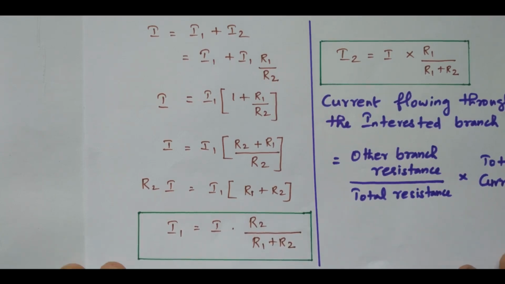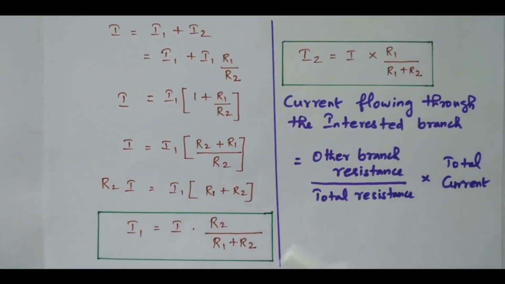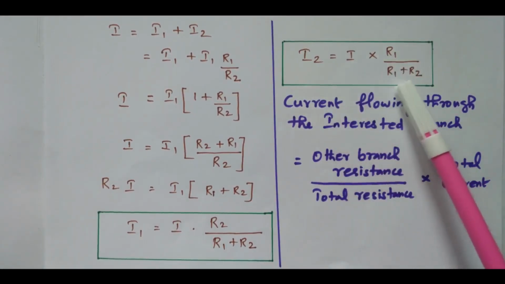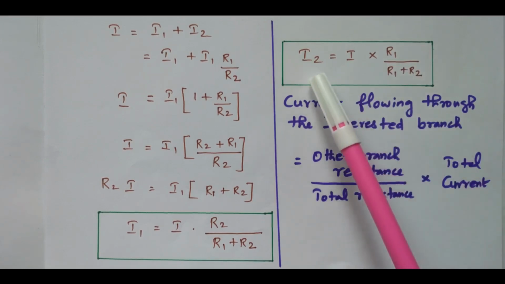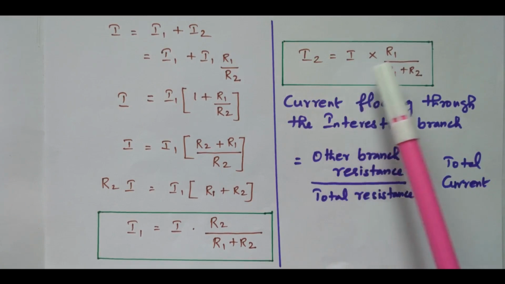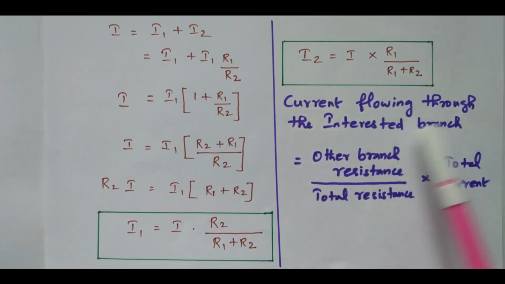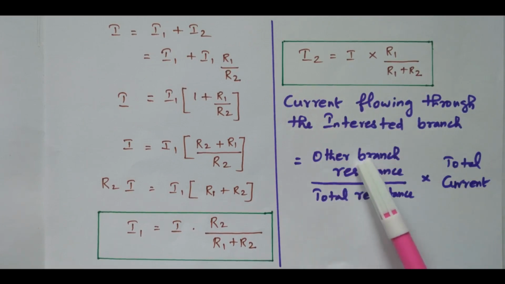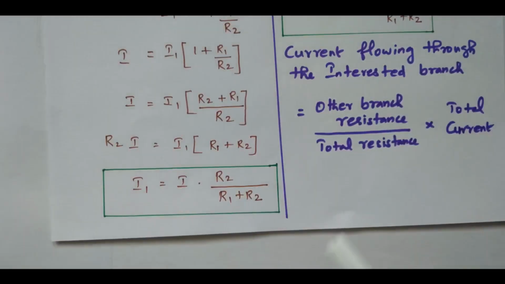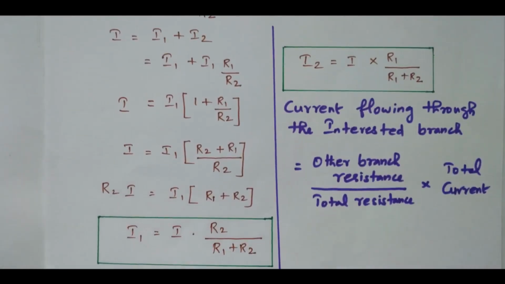Similarly, we can find the I2 value. So I2 equals I into R1 divided by R1 plus R2. The current flowing through resistor R2 equals I into the other resistor R1 divided by R1 plus R2. So in general we can say the current flowing through the branch of interest equals the other branch resistor divided by the total resistor, multiplied by the total current. Only this changes: the other branch resistor. In the case of voltage, it is the same branch resistor. Right. Now we'll solve the problem.